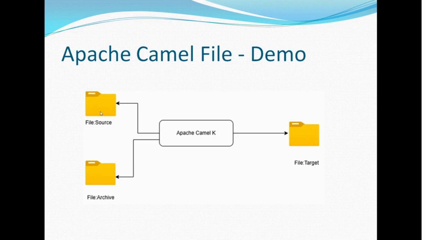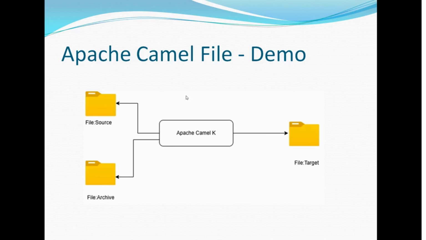So let's have this scenario. I have a source folder where the files are placed, and our application needs to listen to that particular folder and move that file to the target folder. Once it successfully moves that file to target, then it needs to keep a copy of the file in the archive folder. For this demo, I'm just moving the file from source to target. I'm not doing any transformation or validation in between. Once it's successfully moved to target, then the same file is moved to the archive folder for backup purposes.